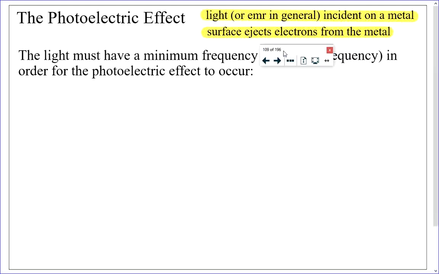The condition is this: the light that's striking the metal surface, or the EMR that's striking the metal surface, has to have a minimum frequency. We call that the threshold frequency. And each metal has its own threshold frequency. So light that might cause electrons to be ejected from sodium might not cause electrons to be ejected from aluminum.